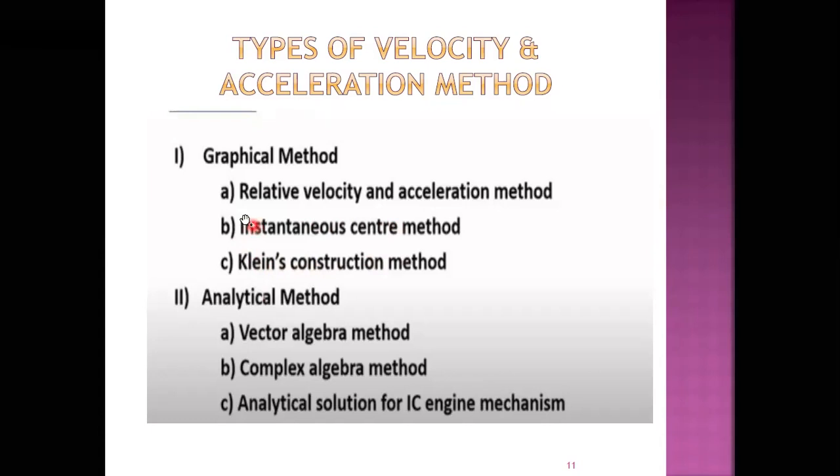Out of these three, in this module they are going to cover all three types. But I'm going to do only two methods, that is the instantaneous center method and Kennedy's construction method. Only these two I'm going to cover in this module, because they are very easy compared to the other one in order to construct. So that's why we are now going to study how to find the velocity and acceleration of any mechanisms or links using the instantaneous center method as well as Kennedy's construction method. The analytical method will be dealt with in the next chapter, module number 3. We are only doing the graphical method.